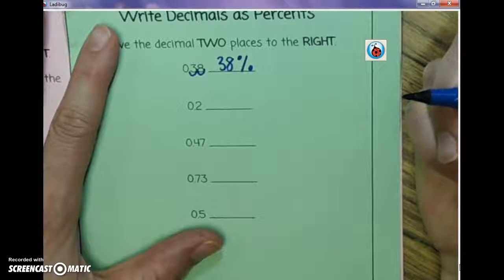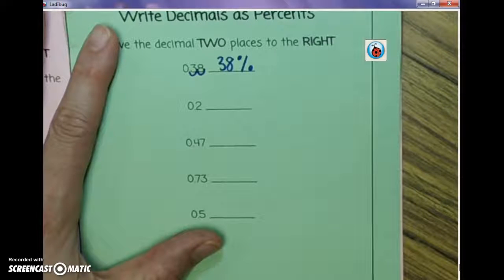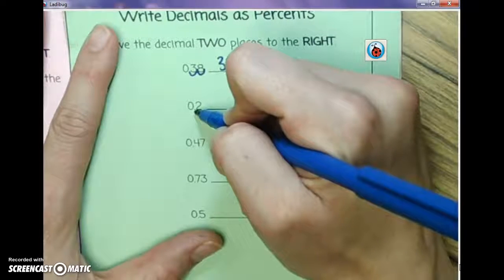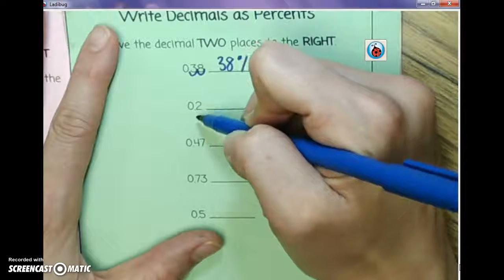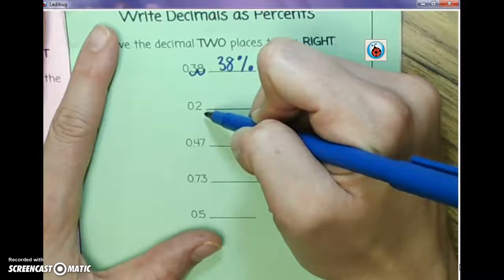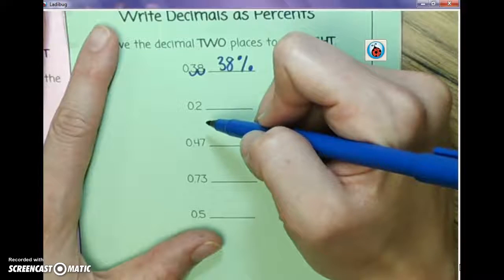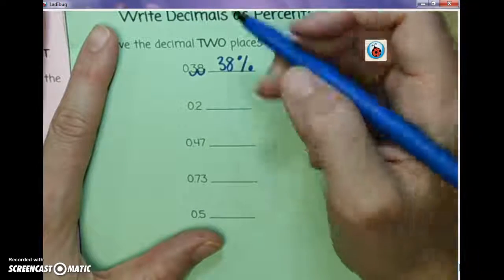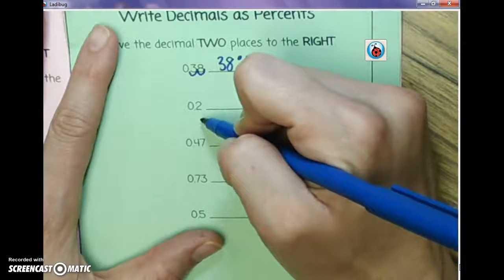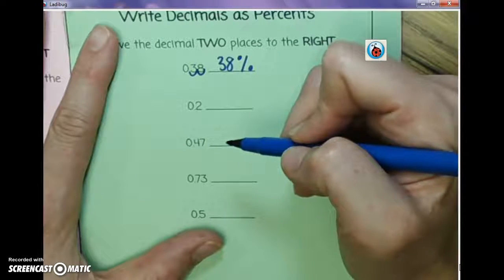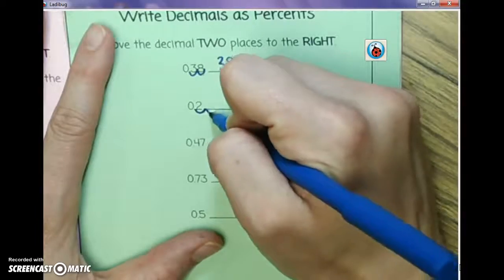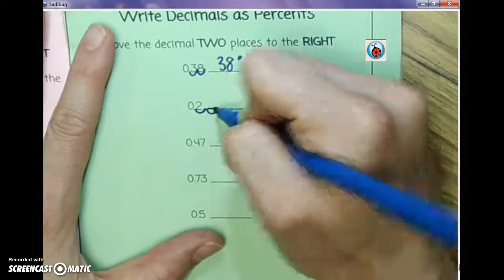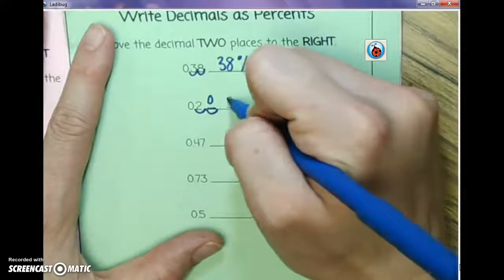What am I going to do to the 0.2 to make it a percent? Alex C. What do I need to do? Move it over how many times? Just once? We have to move it over twice every single time. Because otherwise that's just multiplying by 10. This is multiplying by 100. What's going to go in that blank? 0. So we have 20%.